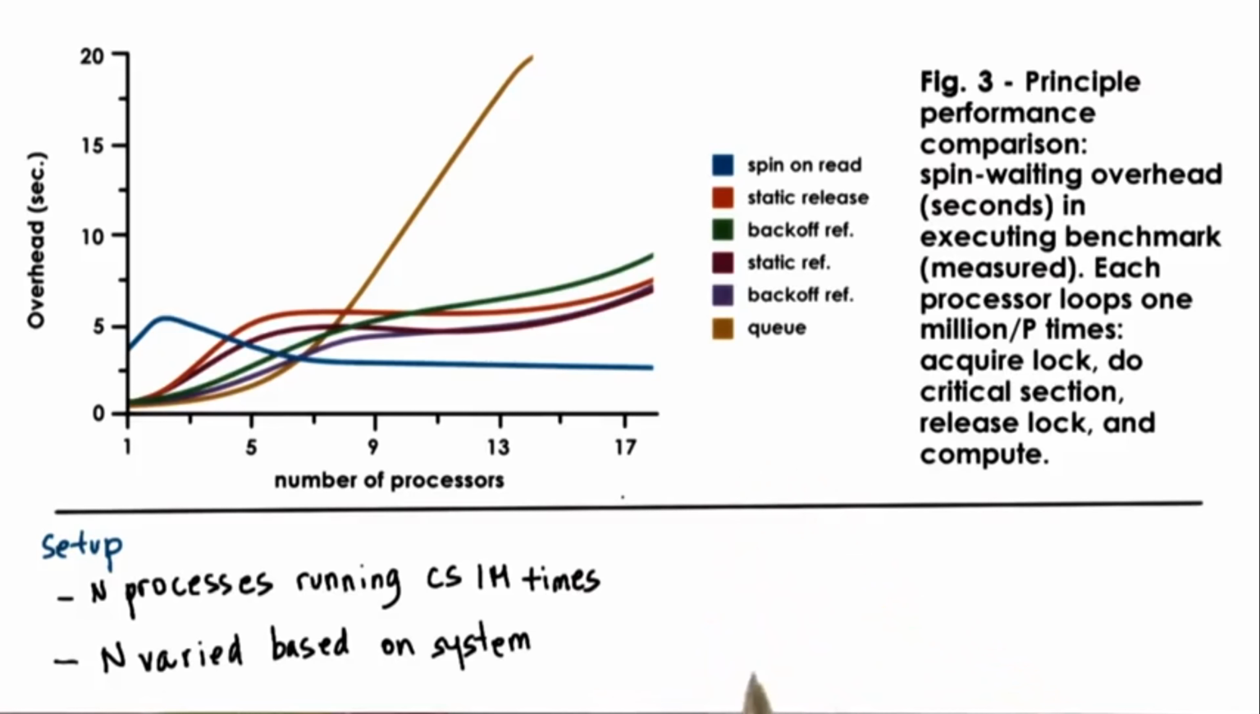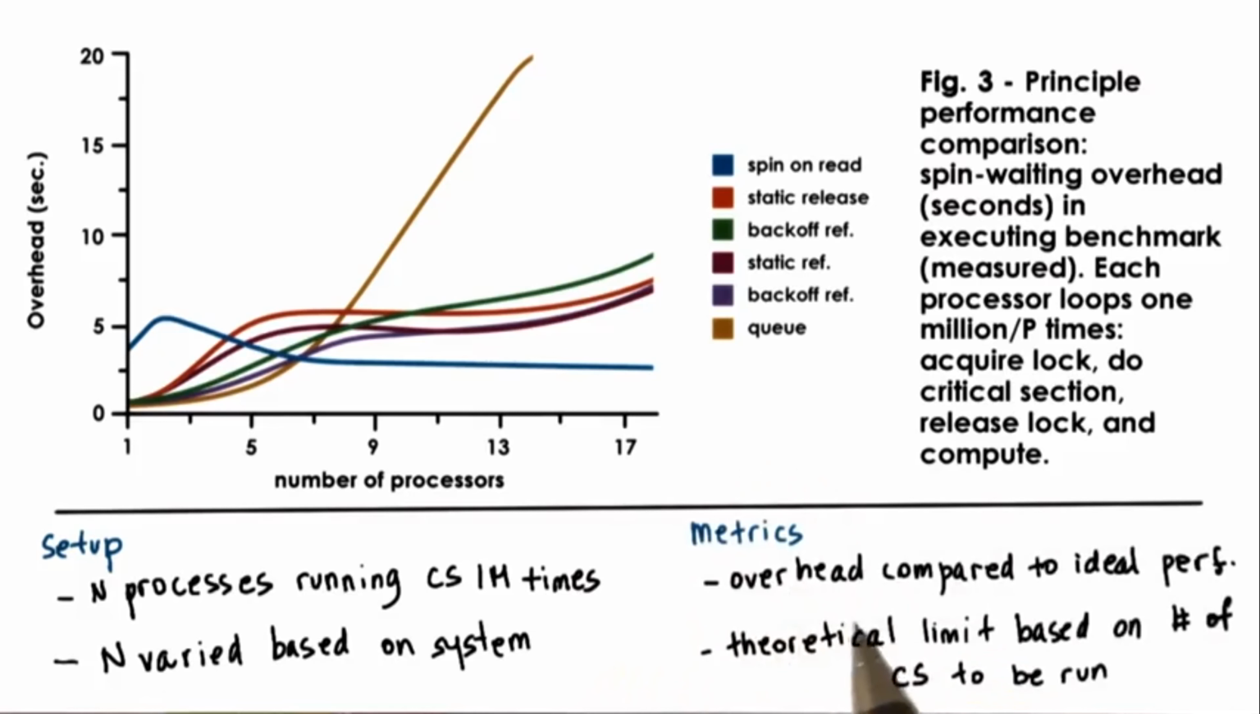Also, this platform was cache coherent with write invalidate. The metric that was computed based on the experiments was the overhead that was measured compared to a case of ideal performance. Ideal performance corresponded in these measurements to a theoretical limit, how long it takes to execute that fixed number of critical sections.